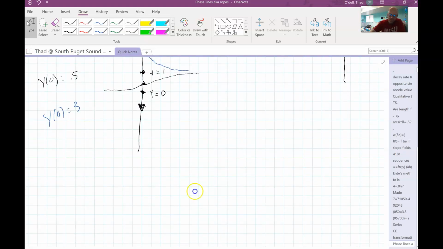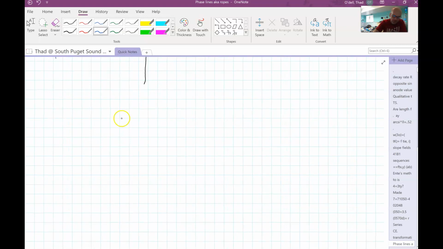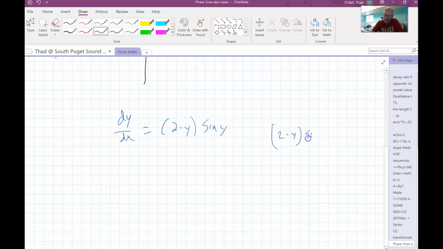Let's do another example just for fun. So let's say that I have dy/dx, and this time we're not even going to look at the slope field. dy/dx equals (2 minus y) times sine of y. Okay, so again, if we're building a phase line, the first thing we're going to do is find the equilibrium points. So in other words, when does this thing equal 0? When does (2 minus y) times sine y equal 0?